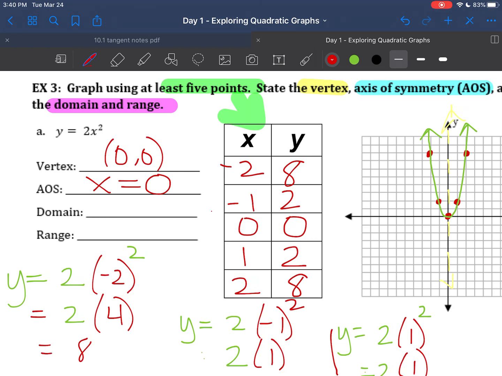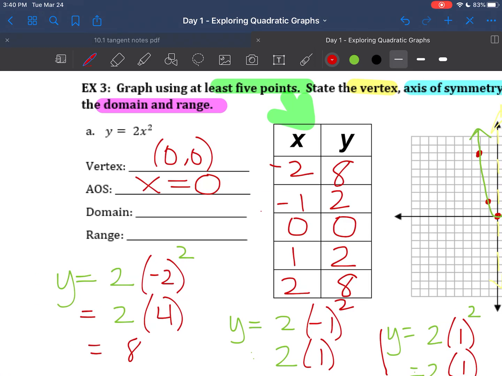Okay, our domain. We did domain and range a little bit ago, and we want to write it with parentheses and brackets. So if you recall, your domain is going to be your x values.